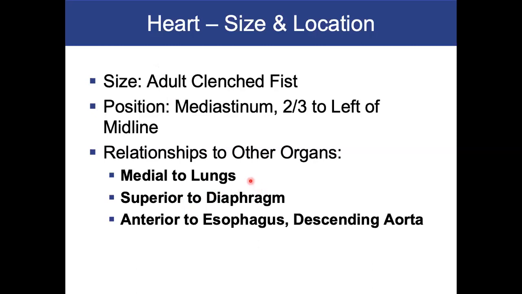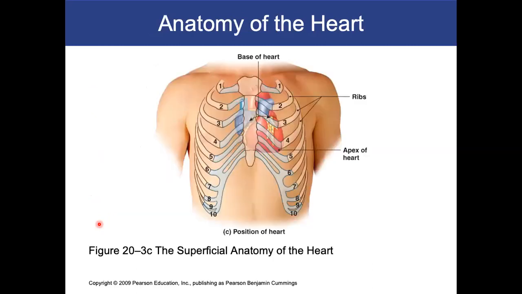It's medial to lungs, superior to the diaphragm, anterior to esophagus, and descending aorta. So think about that for a second. It's actually anterior to esophagus. So you want to make sure that you're paying attention to the relationship of the esophagus, the trachea, and the heart and the blood vessels.